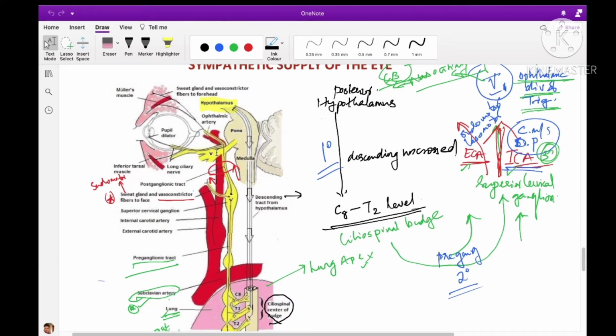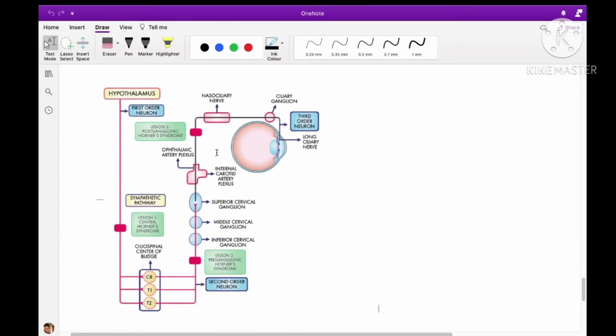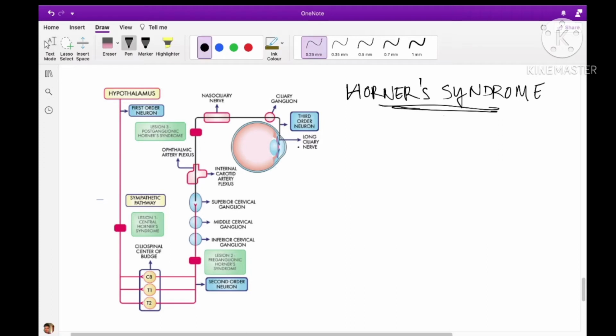We just saw the pathway of the sympathetic supply of the eye. Now when the sympathetic supply of the eye of one side is affected, when the function is lost, we get Horner's syndrome. Now, as we have just discussed the pathway, let us first study the lesions, then we will see what the features of presentation are.